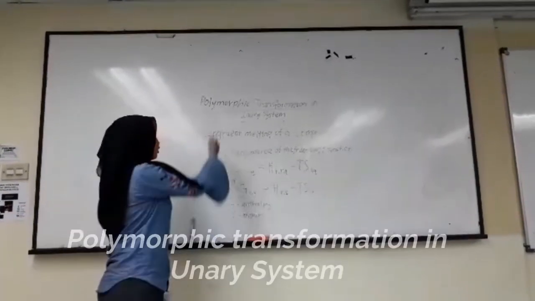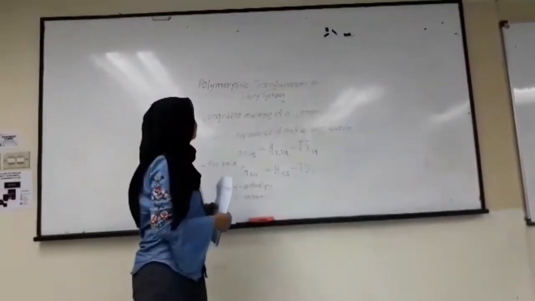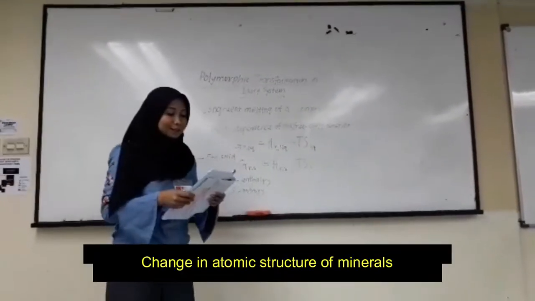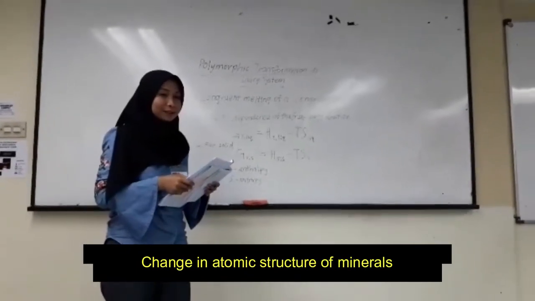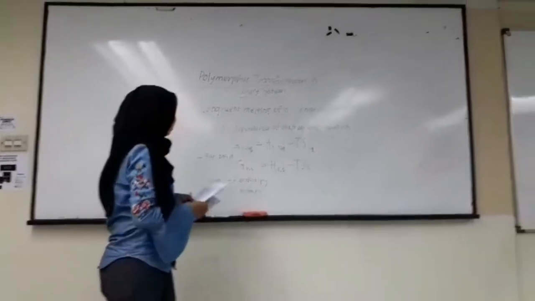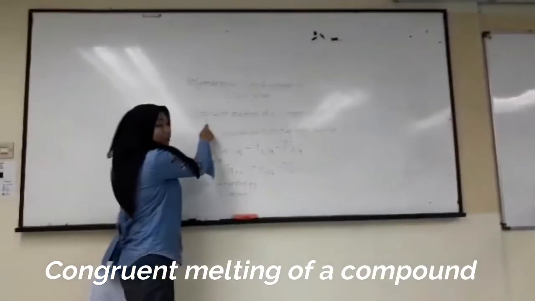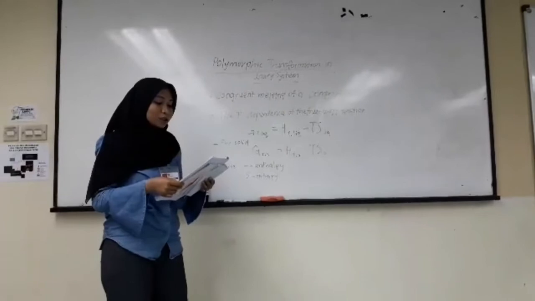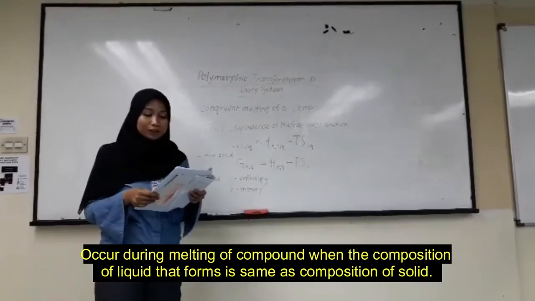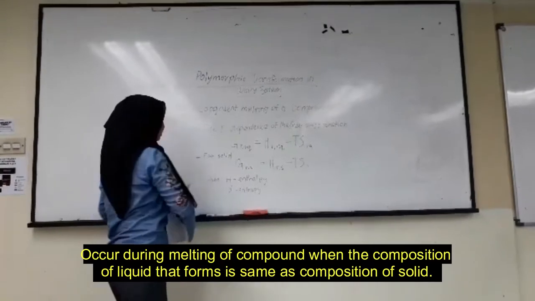The first one is polymorphic transformation in a unary system. First of all, what is polymorphic transformation? Polymorphic transformation is a change in atomic structure of a mineral, but does not involve a change in chemistry. So it occurs in congruent melting of a compound. What is congruent melting? Congruent melting occurs during the melting of a compound where the composition of the liquid that forms is the same as the composition of the solid.